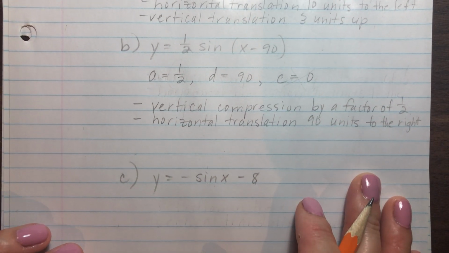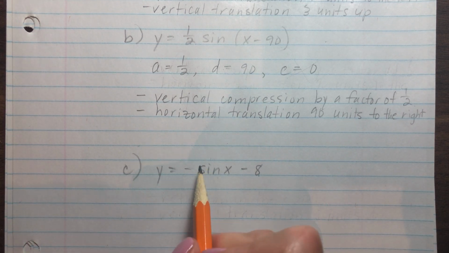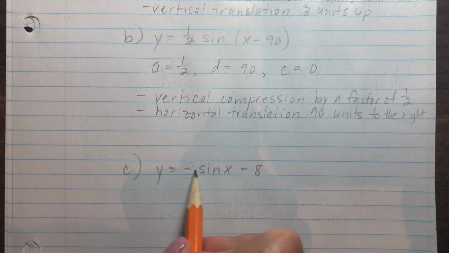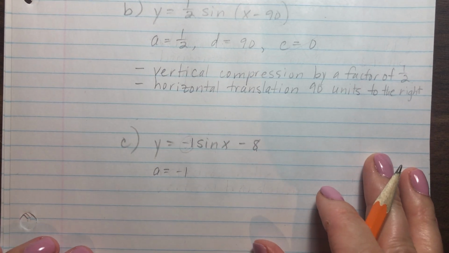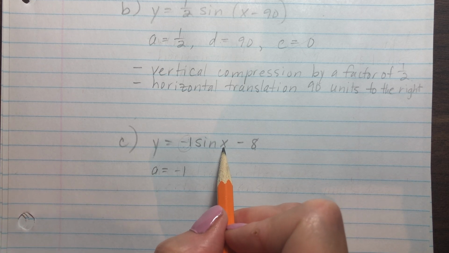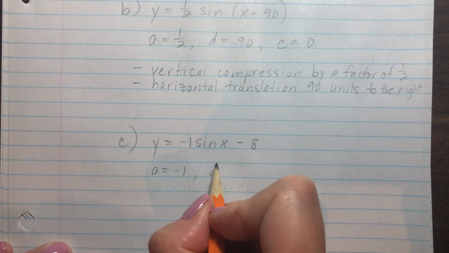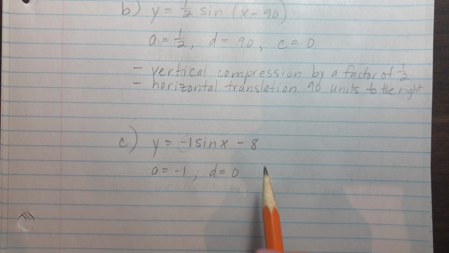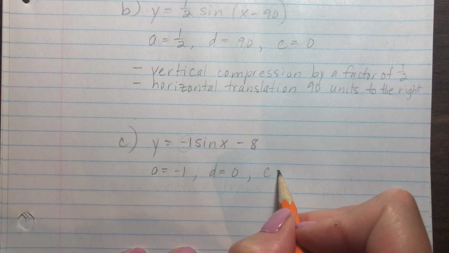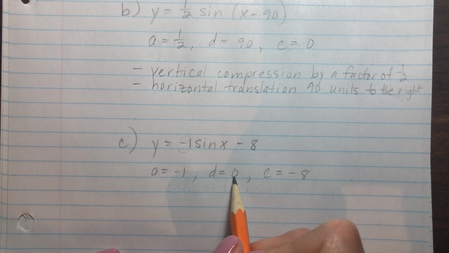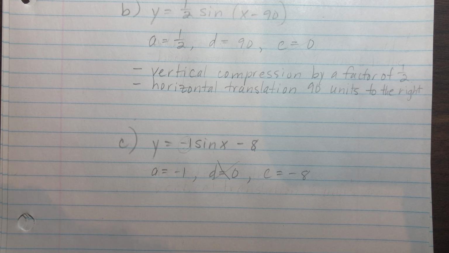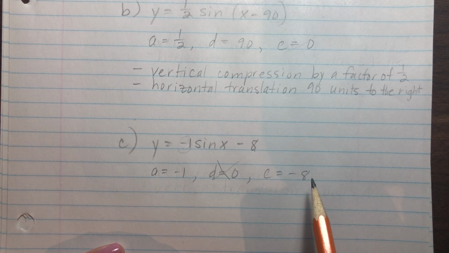Okay, here's the last example here. The number that's implied here in front of sine of x is -1. So -1 is taking the place of a, so a is -1. There's nothing that's being taken away from x inside the brackets. That means d is 0. And the number that's added at the end is our c value of -8. Since d is 0, we don't have a horizontal translation, and we don't have to mention it. We just have to focus on the values of a and c.